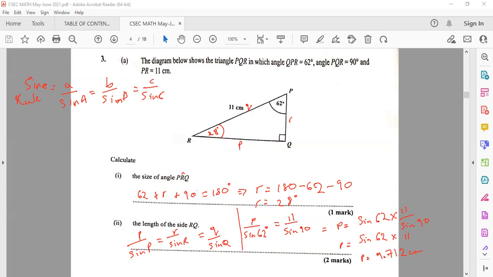Let me give you a minute. Excuse me, sir. When I'm doing the sine 62, sir, I got 0 point a lot of numbers. 0.88 basically. Yes, that's fine. But I don't see how you get the 9 point something, sir, because when I times it, I don't. We multiply 0.88 times 11. Okay, sir, I just saw it. Okay, no problem.